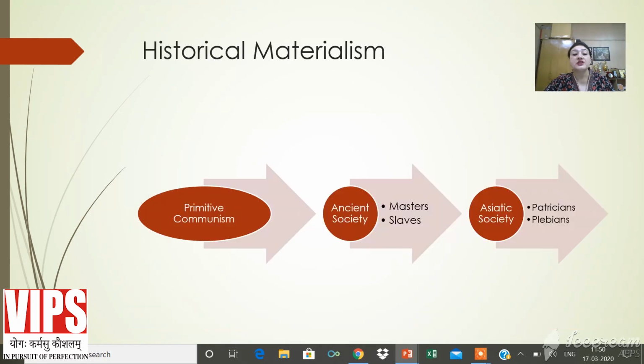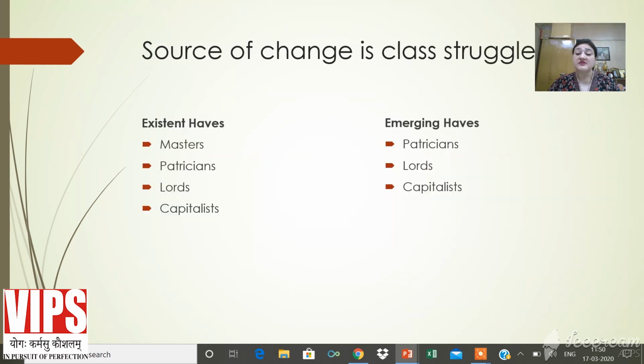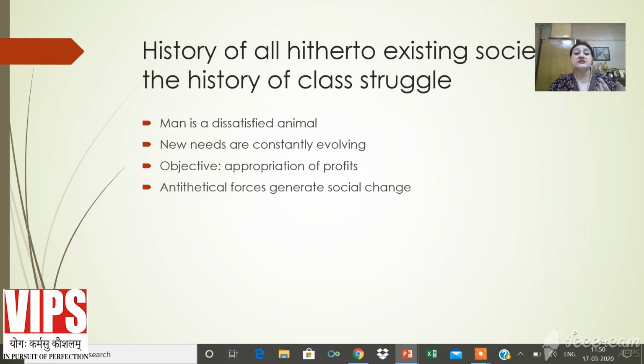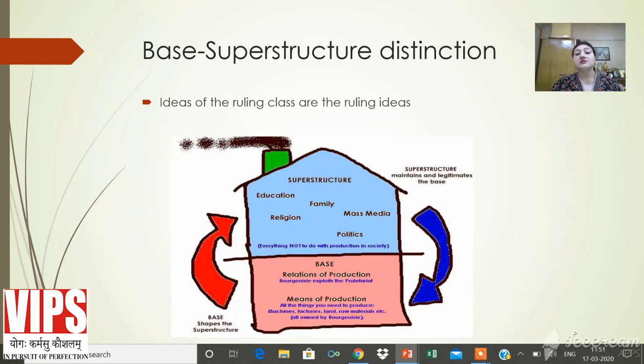We also need to understand the concept of historical materialism, wherein the movement till the capitalist society is a movement which comes through conflict, but conflict between the existent haves and the emerging haves, and in the structure of the capitalist society the change which actually comes about is a change between the existent haves and the existent have-nots. We need to understand the concept of dialectical materialism. We need to understand the base and superstructure.